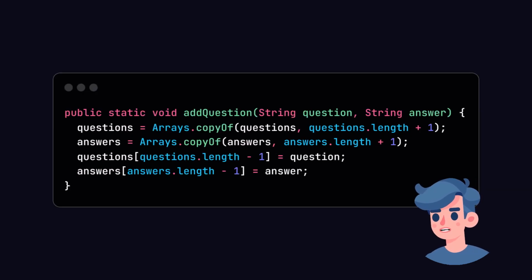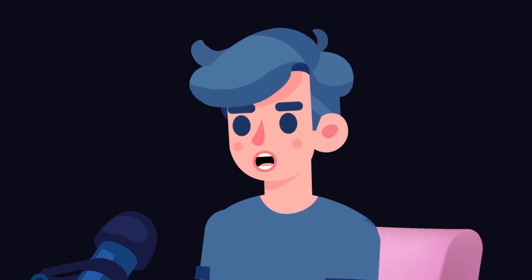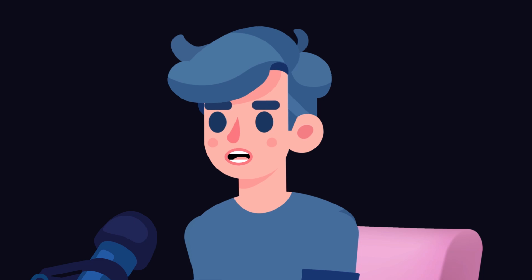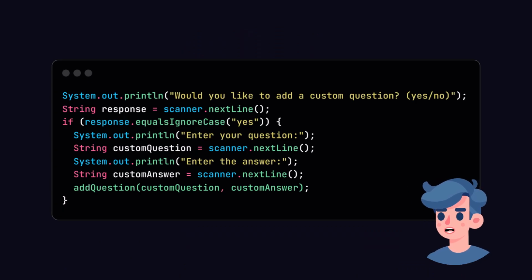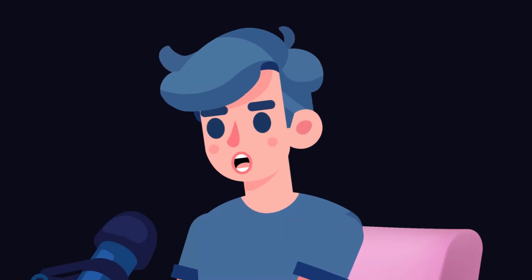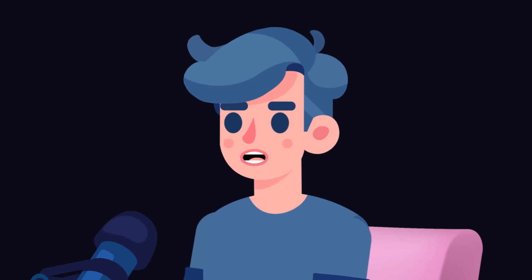Now that we have a functional, randomized quiz game, how about adding a feature that allows adding new questions? We'll create a new method for that. This method takes a question and its corresponding answer, adds it to the existing arrays, and enlarges them dynamically. We can call this method from our main method to allow users to input their own questions and answers at the start of the game. This small addition will make your quiz game much more interactive and enjoyable for your users.